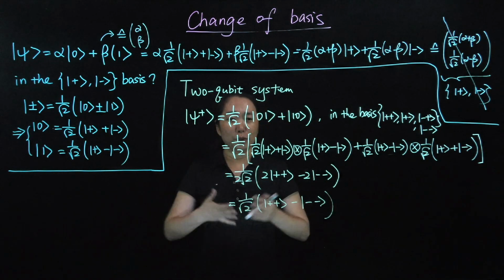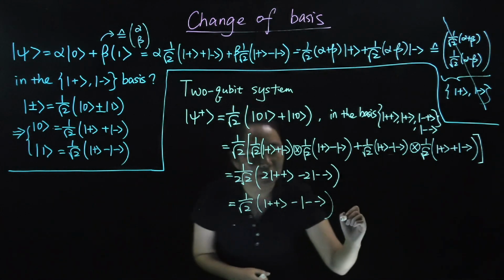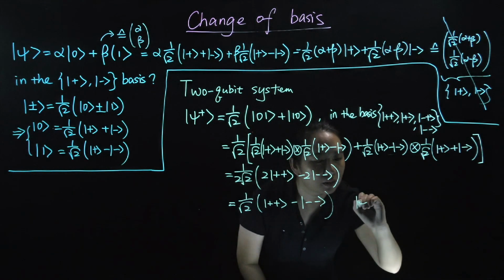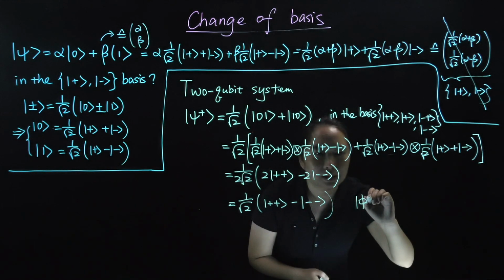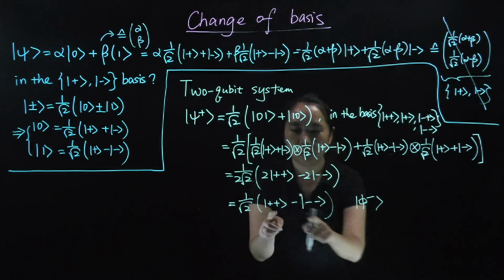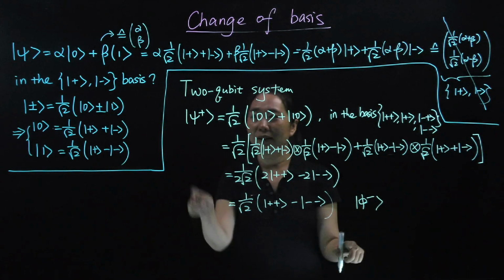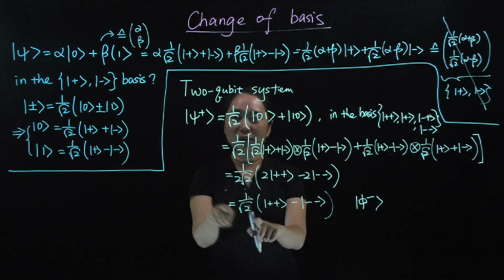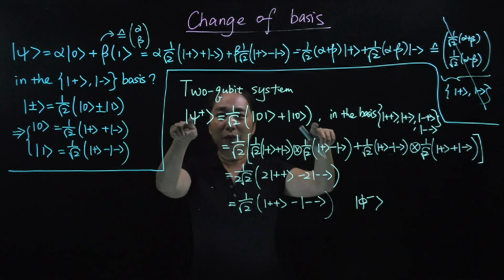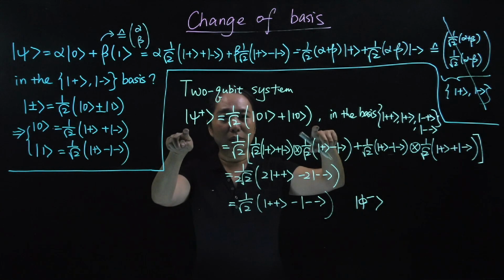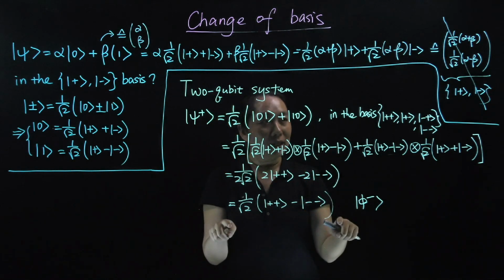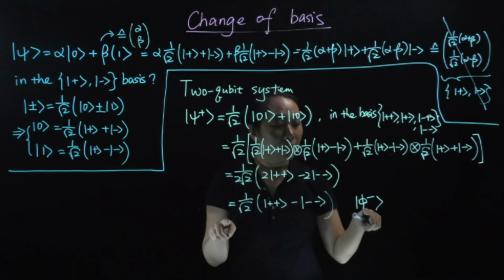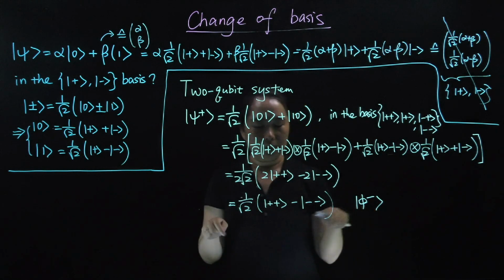By now, you should be able to recognize that this is in the form of another Bell state, namely the Bell state phi minus, in the plus-minus basis. So it's not saying that the psi plus state is equivalent to the phi minus state. It's just saying that this psi plus state represented in the computational basis, if we represent it in the plus-minus basis, will have the form of the phi minus state in the computational basis.